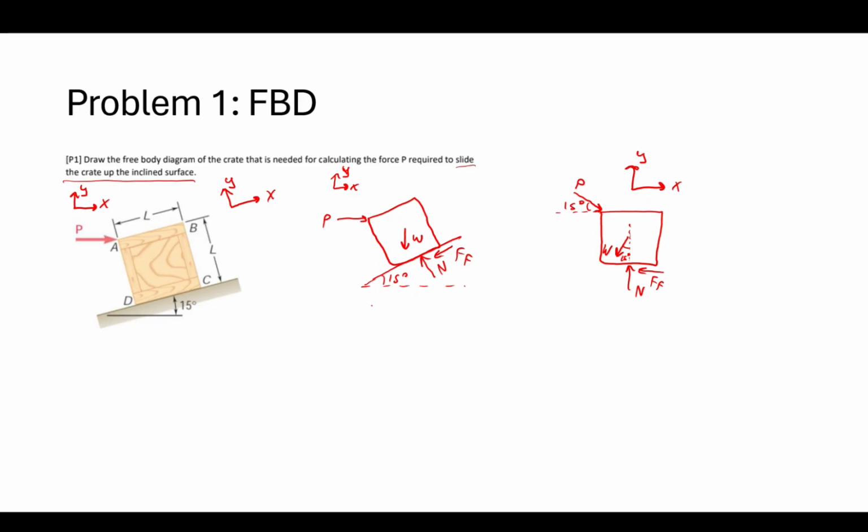Now both ways are correct. Remember, either one of these will get you full points. You just have to keep in mind that if you're going to shift your coordinate system, you have to shift everything appropriately as well. And do also keep in mind that your normal and friction force are always going to be perpendicular to each other, so there's always going to be 90 degrees between them.